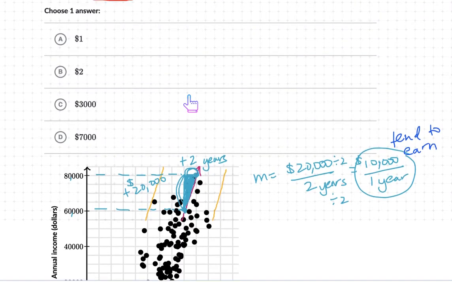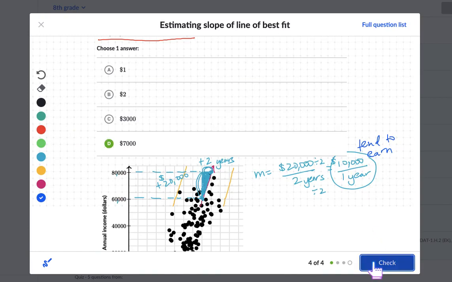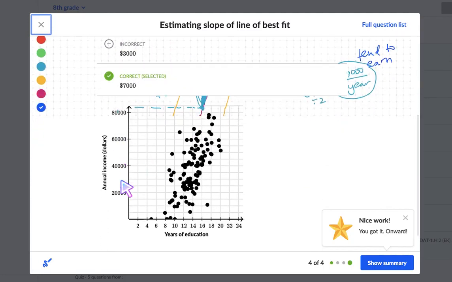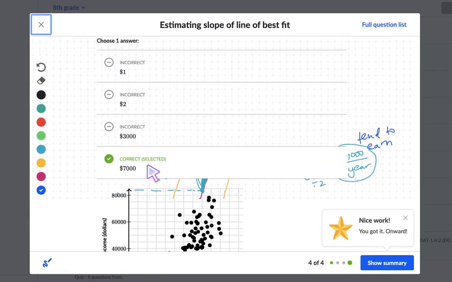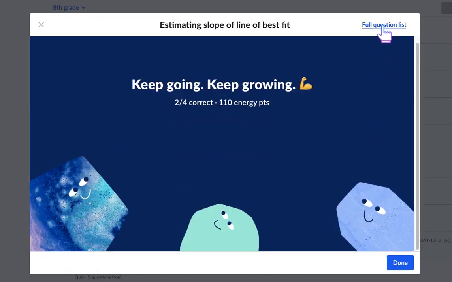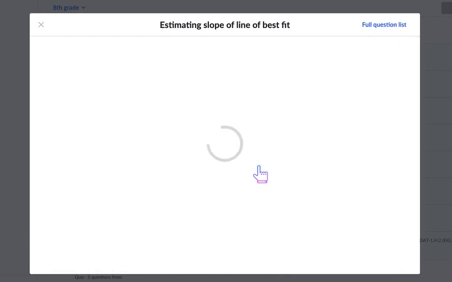Which one's the closest? It looks like the 7,000. No sound, but you get my point. 7,000. These other ones just look completely wrong. You could have gotten rid of A and B because there's no way you would just earn $1 more or $2 more, especially when the scale is in the tens of thousands. So it was always going to be between the last two. All right, let's try another one.